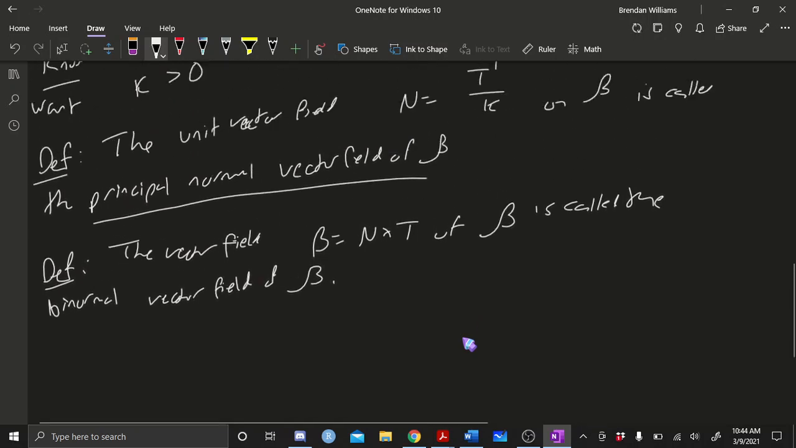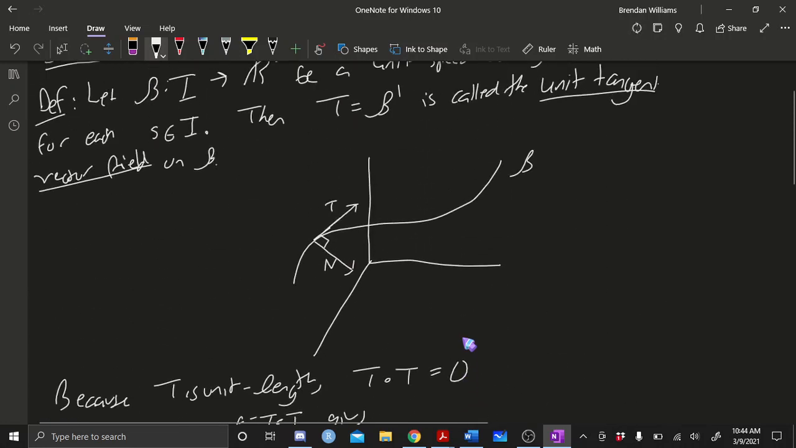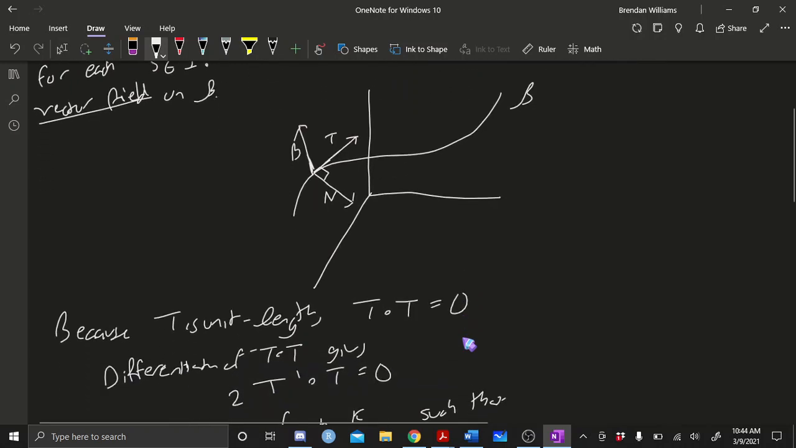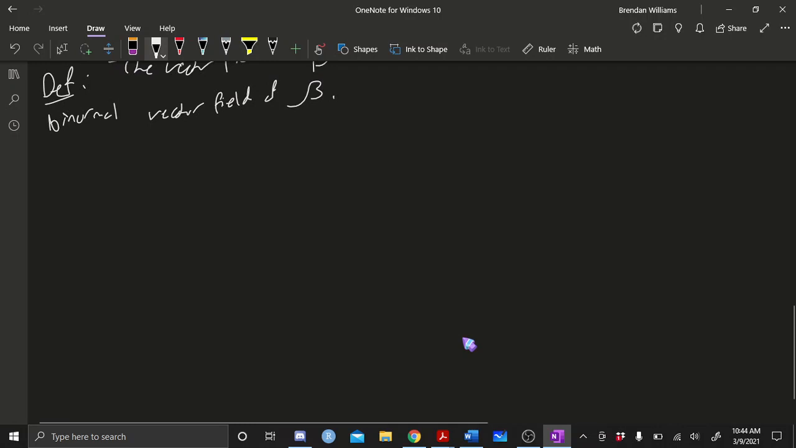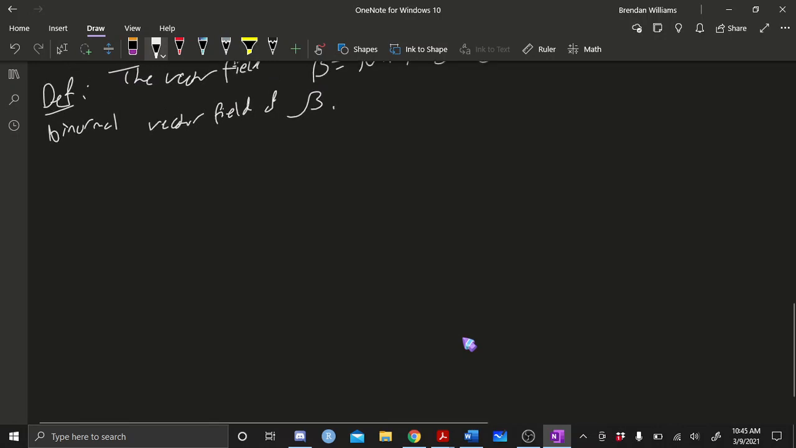So, what does this look like? Going back to this picture one last time, the binormal vector field would look like this. And this is just going to be B. So B will be orthogonal to both T and N, and they will all be unit length. So this is our final picture. So we actually haven't proven that B, N, and T are all unit length, but that is what we're going to do next.